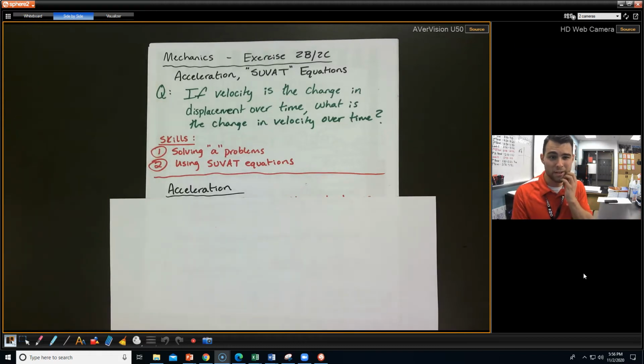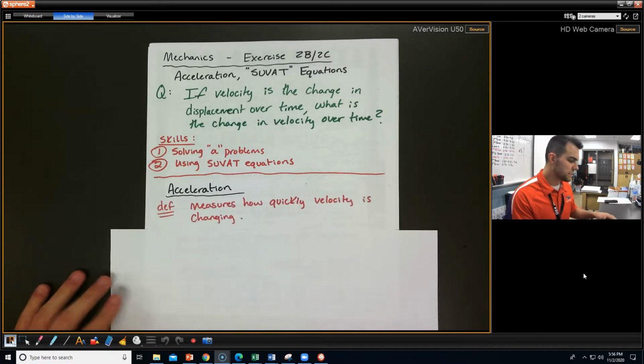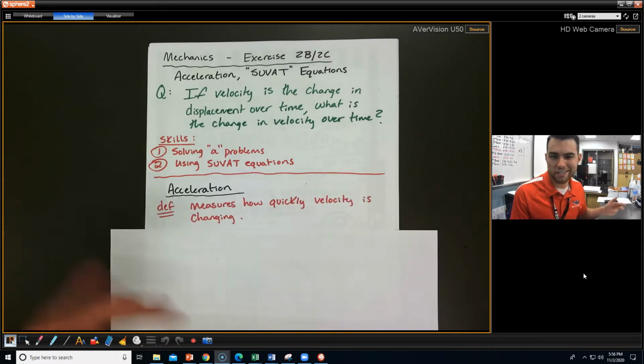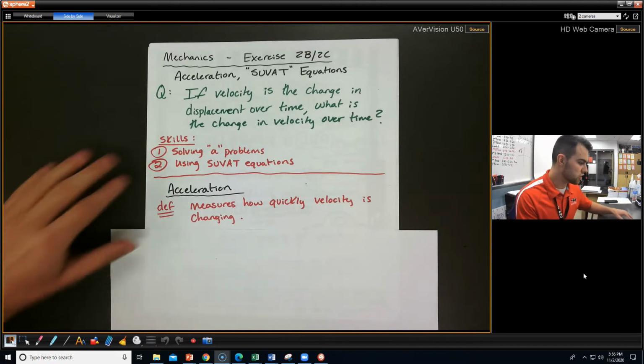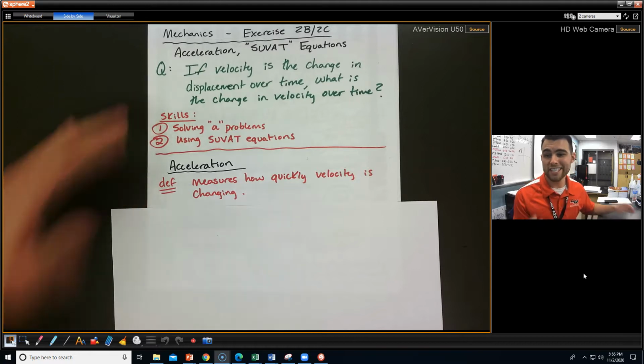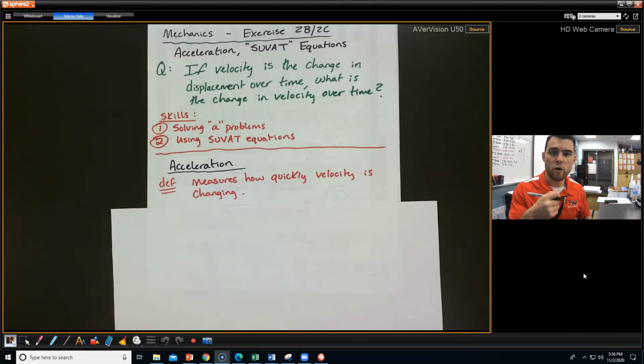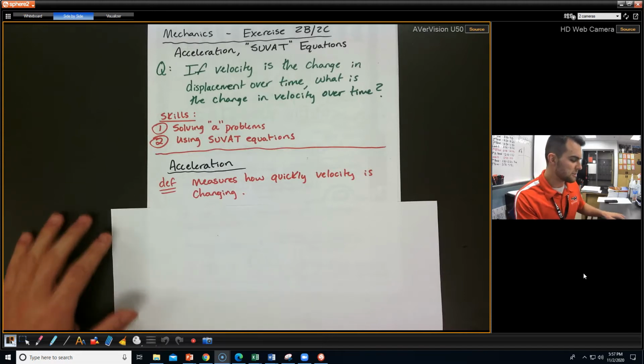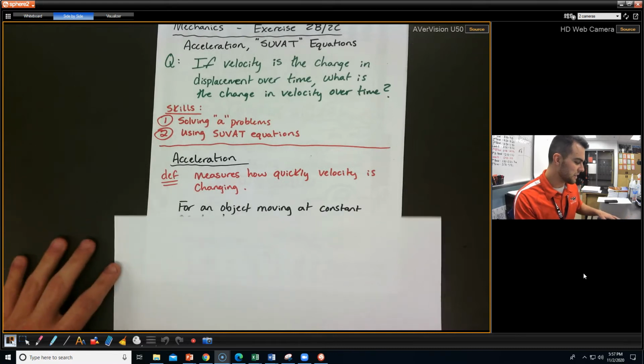Acceleration is that change in velocity over time, and it just measures how quickly the velocity is changing. That is a quick, rough definition of what acceleration is. You can accelerate, you can decelerate. Either way, you are accelerating. And notice I'm saying accelerate and decelerate. We'll talk about what the differences are in a little bit here.